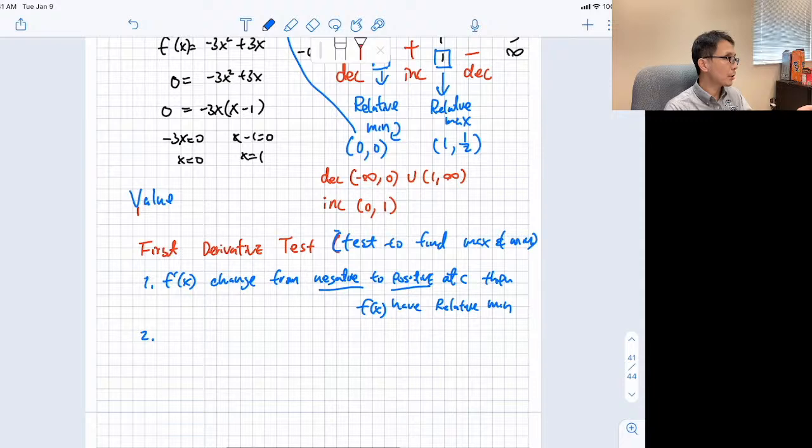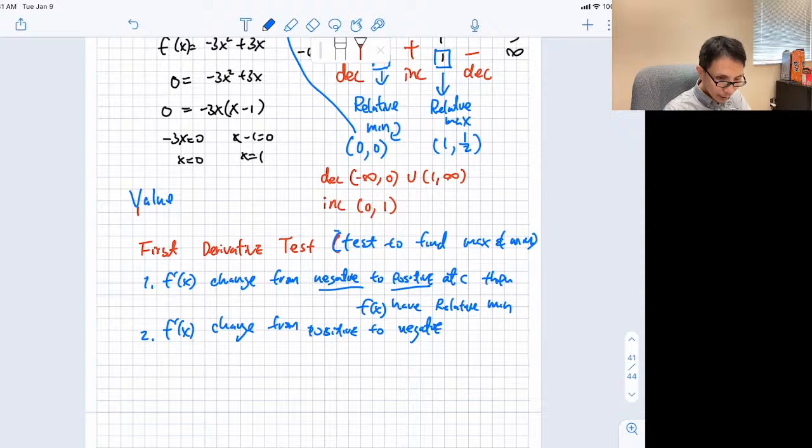You cannot say x equal to 2 is a maximum just because I see it go up and come down. If they say justify, you have to say, well, f prime of x, if I see the maximum, then I say f prime of x changes from positive to negative at c, then f of x, or equivalently f of c, has a relative max.